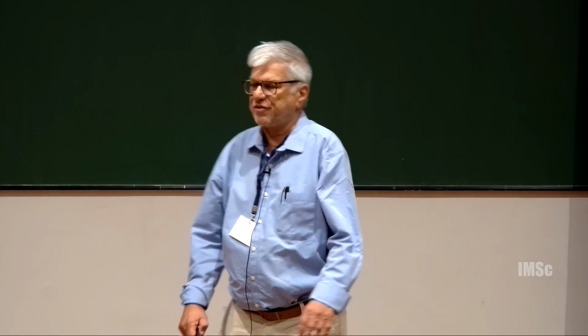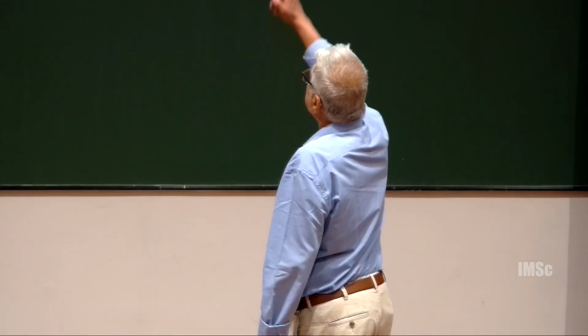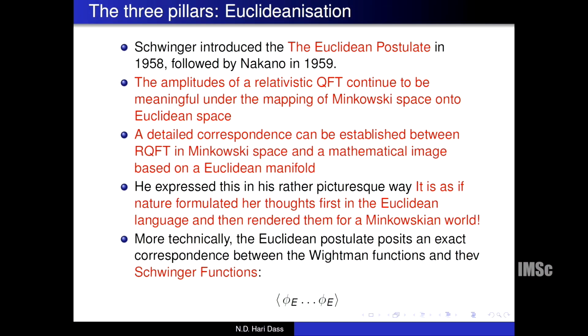That's Schwinger for you. So he introduced what he called the Euclidean postulate in 1958. And a year later, the Japanese physicist Nakano also came up with the same idea, though Nakano's elaboration is not as magical as Schwinger's, but it is the same. So we should give both Nakano and Schwinger the credit for coming up with the Euclidean postulate. So what is this Euclidean postulate?